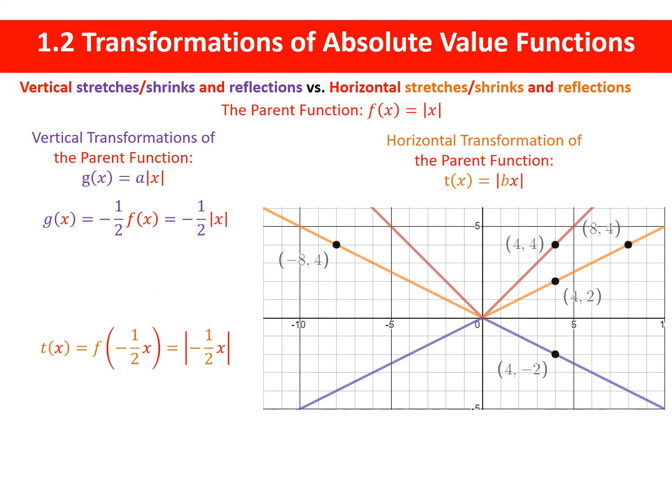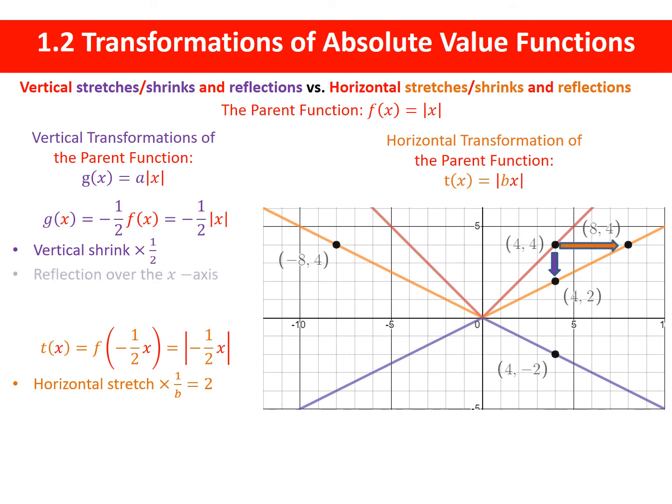Now what happens when we deal with negative values? The amplitude in g of x is a -1/2. The first thing to consider there is that it's a vertical shrink. So we're going to go in our graph from (4, 4) down to (4, 2). For t of x, the 1/2 is a horizontal stretch. We take the reciprocal of b and we say that it's a stretch by a factor of 2. So we go from (4, 4) out to (8, 4).